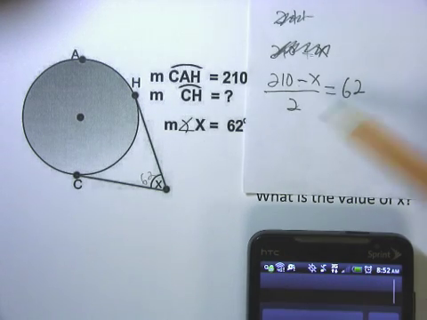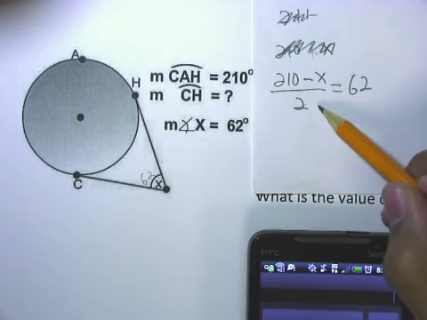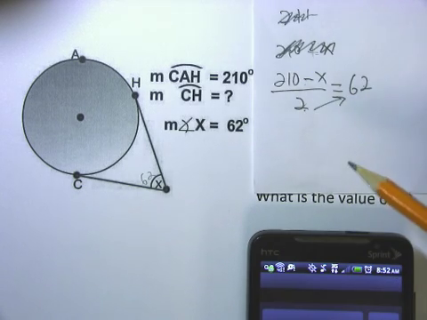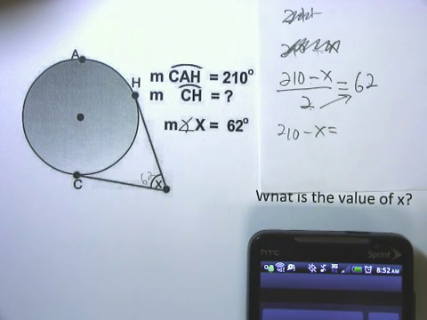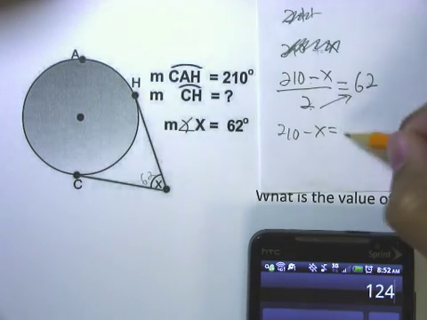So I just set up an equation here where I did 210 minus the arc that I don't know, divided by 2 is 62 degrees. Well, if you remember, guys, the first thing you want to do in a situation like this is get rid of the denominator. So you multiply the 2 times the 62.